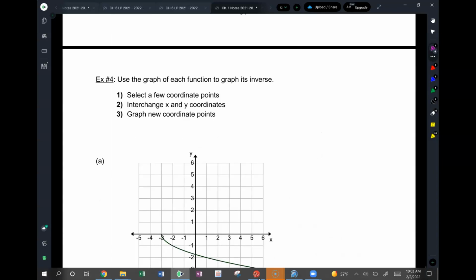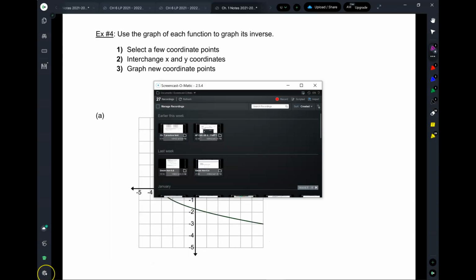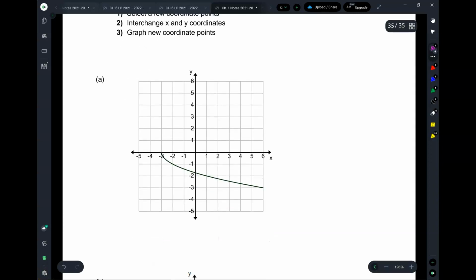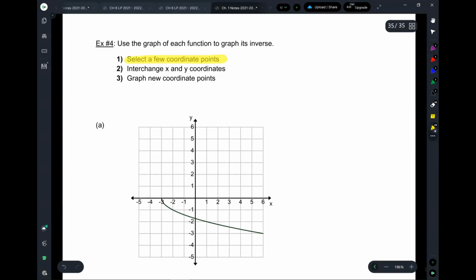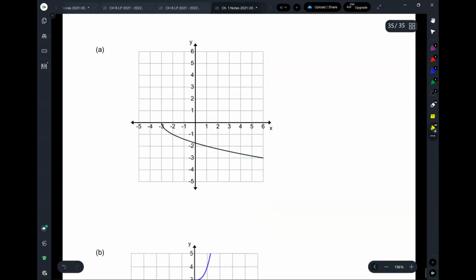Now, using the graph to do the inverse. You can choose; I like to choose the ones at the corners. Just select a few corner points, interchange the x and the y coordinates, and then graph the new ones. So this is a good one: -3, 0. This is a good one, on the corner: -2, 1. Another one: 6, -1, 1, -2. And another one here, 6, -3.